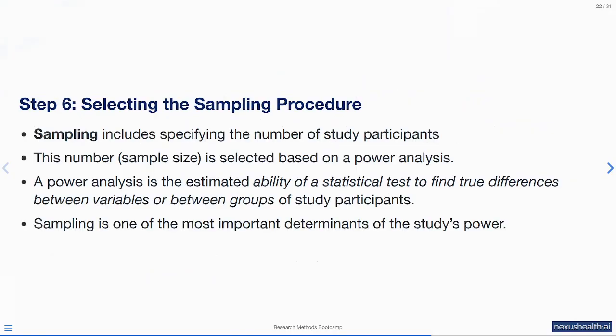Sampling includes specifying the number of participants, and this number, which we call the sample size, is selected based on a power analysis. A power analysis is the estimated ability of a statistical test to find true differences between variables or between groups of study participants. Sampling is one of the most important determinants of the study's power.